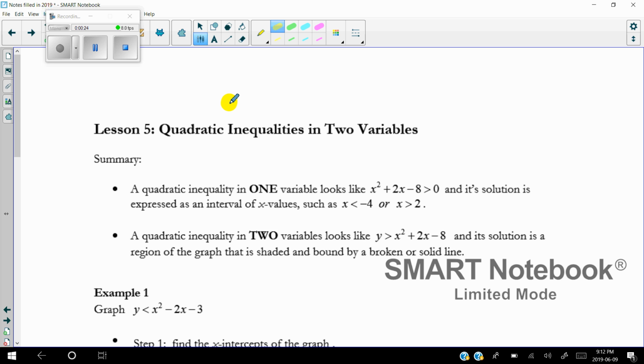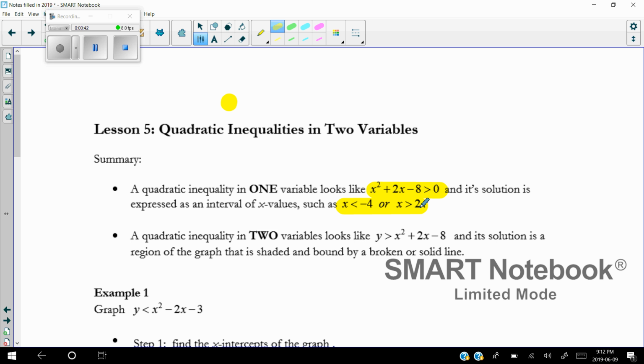It might have looked something like this: x squared plus 2x minus 8 is greater than 0. And we would express its solution as an interval of x values, such as x is less than -4 or x is greater than 2. So that's what we did last class.